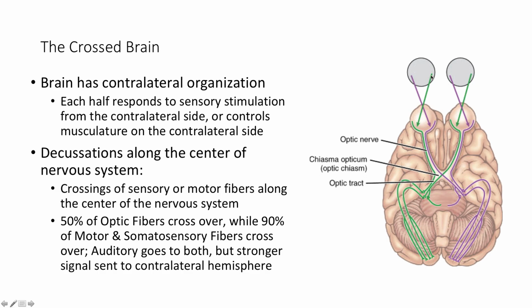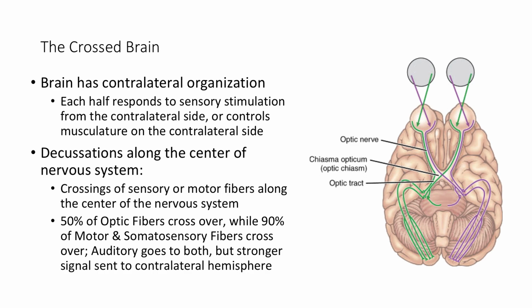Everything from your right visual field, which you can see in green, everything from here and here, from both eyes, will go eventually to the left side of the brain. And everything from the left visual field, in purple, will go to the right side of the brain. Each eye gets information from both visual fields, but eventually the right visual field will go to the left side of the brain and the left visual field will go to the right side of the brain. So here you can see that 50% of the optic fibers cross over.